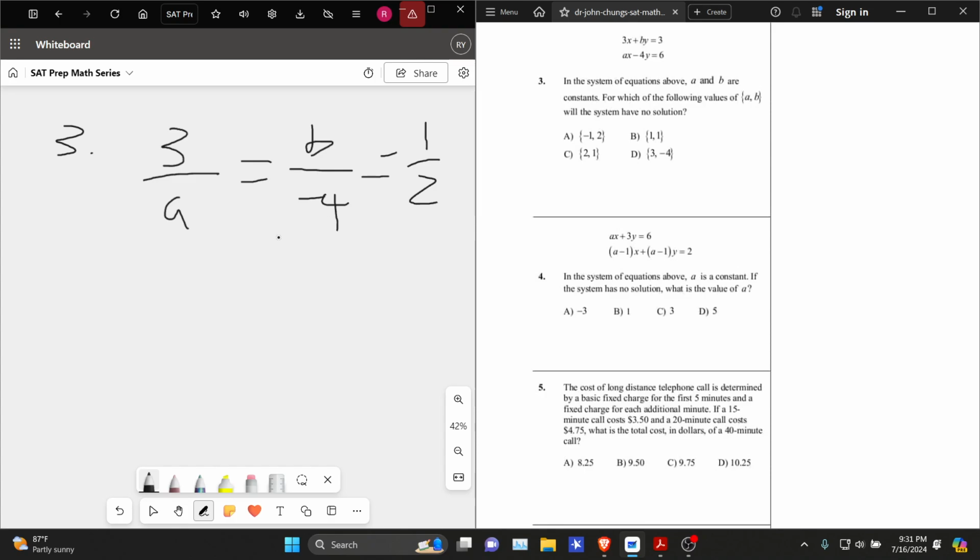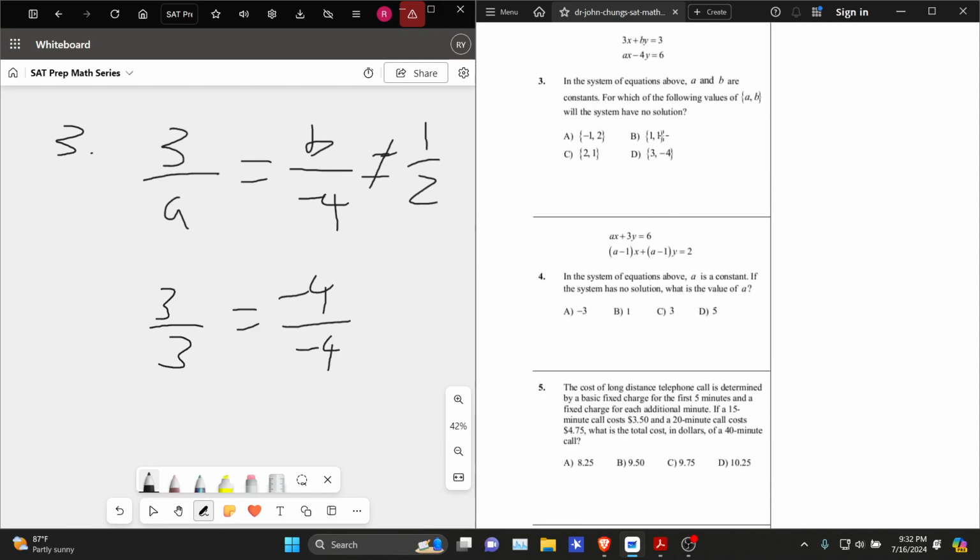Let's think about this. To have no solution, this is not equal to 1 over 2, but these two are actually equal. So this can be 3, and this can be negative 4, because these two ratios are the same. And yeah, that just makes sense.